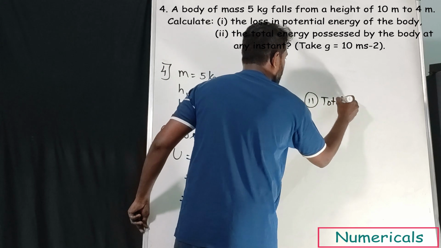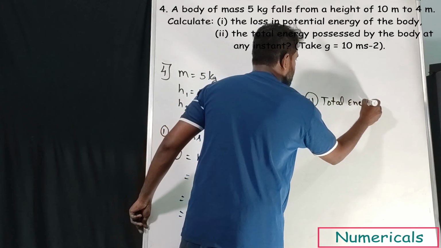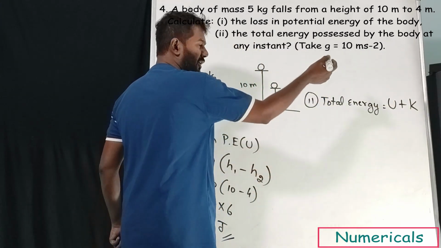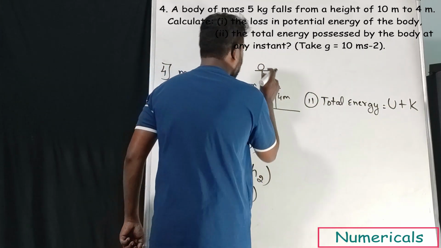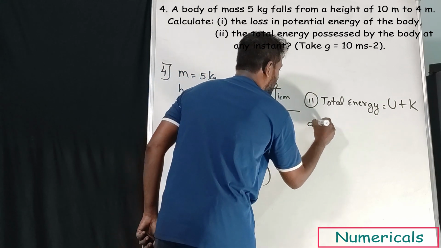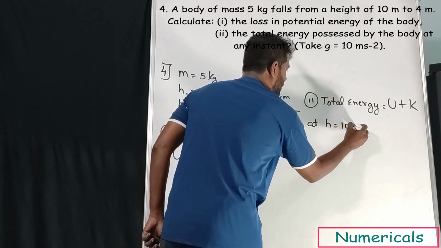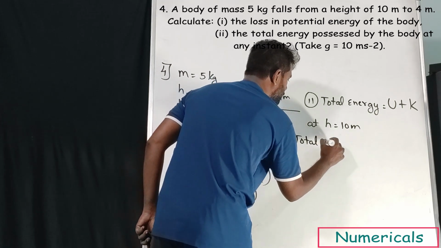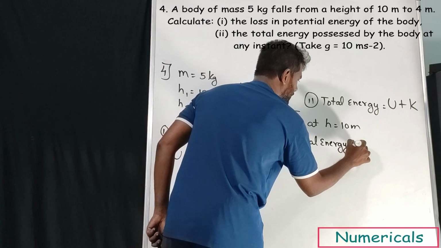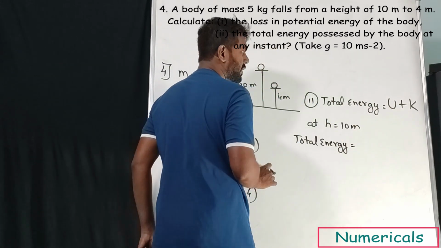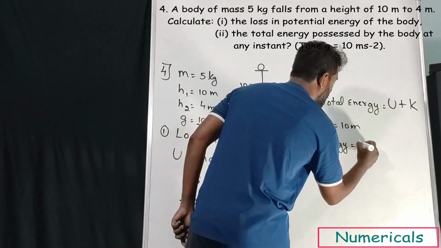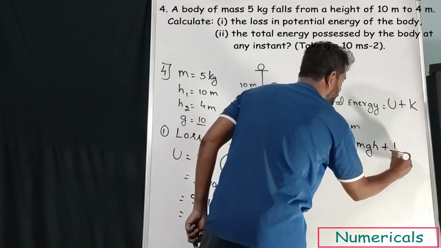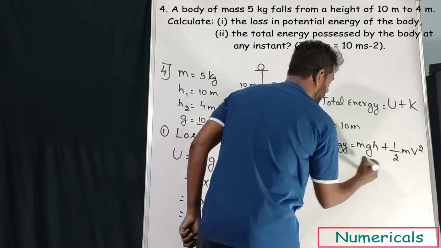Total energy is equal to U plus K. What is U? Potential energy. What is K? Kinetic energy. So at this height, at height 10 meter, total energy will be, what is the formula for potential energy? mgh, plus kinetic energy half mv square, correct?